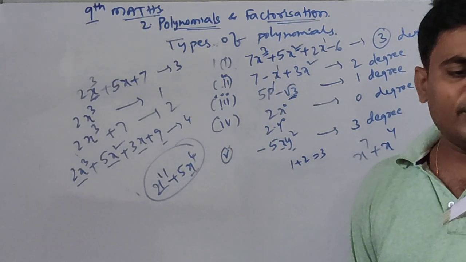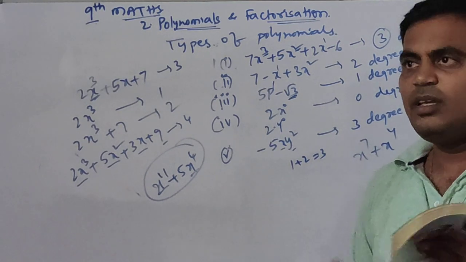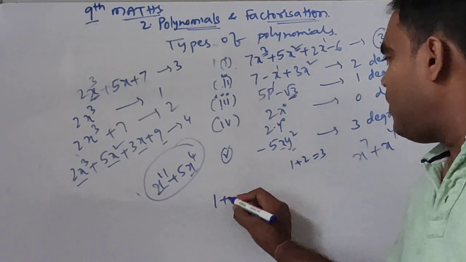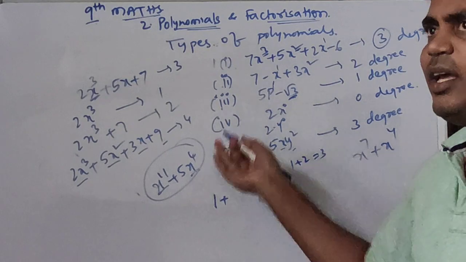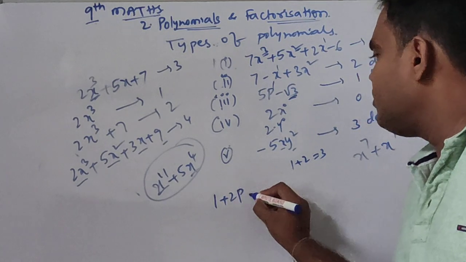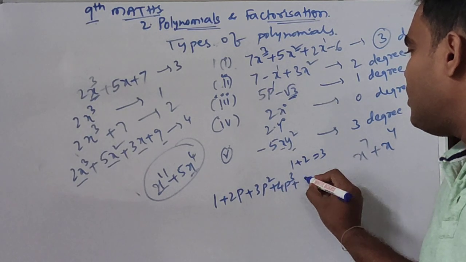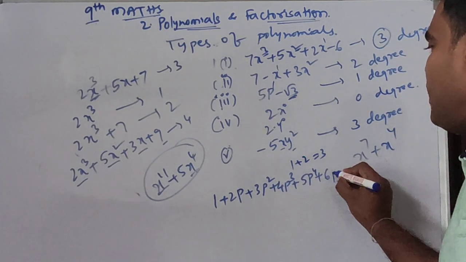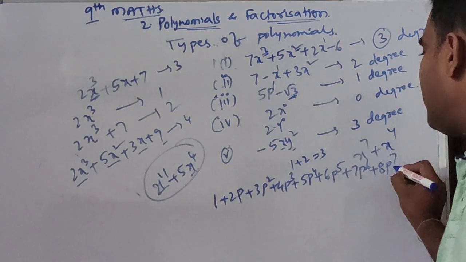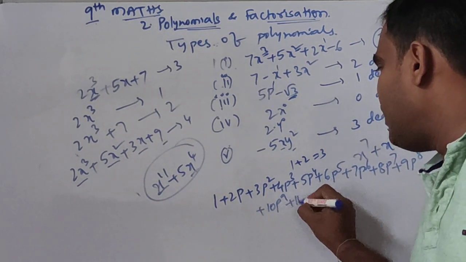Okay. Next, how can you write a polynomial with 15 terms in variable p? First I am taking the constant 15, that is one term. If we write plus, it will be another term. 2, what is the p? 2p. Third term 3p square. Fourth term 4p cube. Fifth term 5p power 4. Sixth term 6p power 5. Seventh 7p power 6. Eighth 8p power 7 plus 9p power 8 plus 10p power 9 plus 11p power 10.